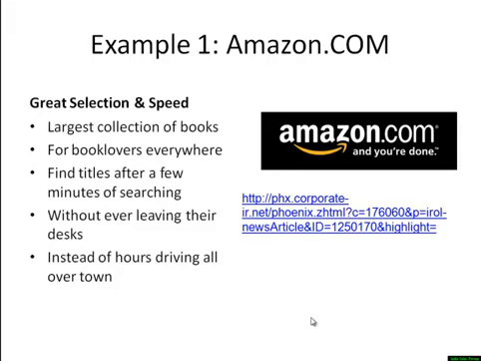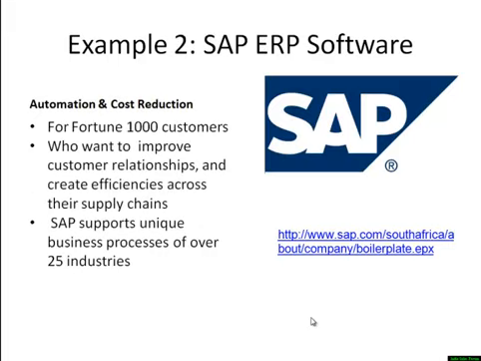Now let's look at a B2B example. SAP. Now, even though SAP offers an enterprise automation solution that is viable and useful for every type of customer, they specifically say in their value proposition and elevator pitch that they are primarily trying to target Fortune 1000 customers who have this problem, who want to improve customer relationships and increase efficiencies across the supply chain.